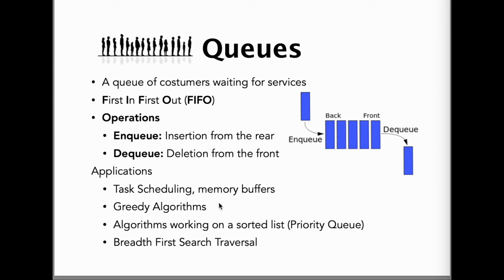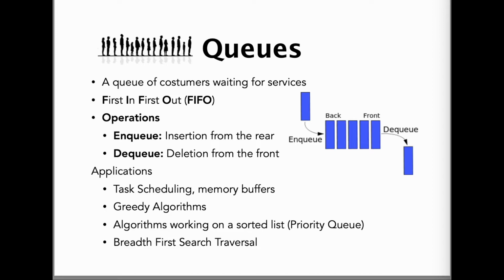Well, we will discuss more of this in the next module, but to give an idea, greedy algorithms construct a solution piece by piece. And we use queues to maintain the sequence of greedy choices. In general, we can use queues if we have an algorithm working on a sorted list. In this use case, we have a priority queue. And another example is for the implementation of breadth first search traversal.